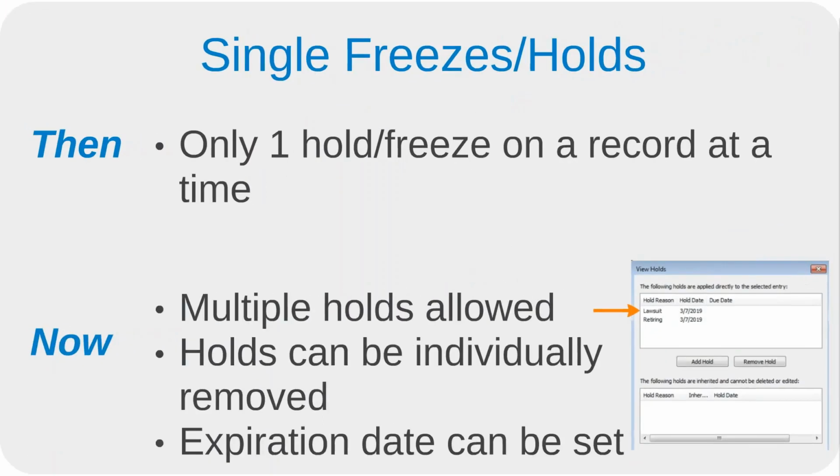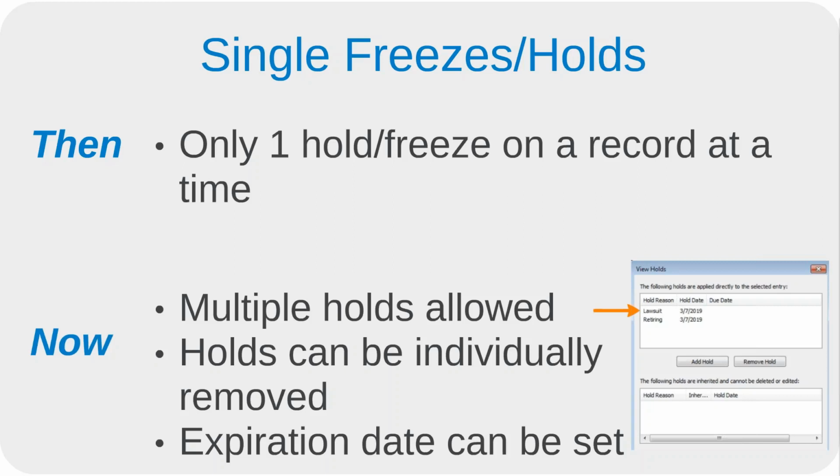All right, the next thing we're going to look at is single freezes and holds, which was one of the other previous issues. A lot of times there might be multiple reasons that a record needs to be paused within its retention times. Previously that was called freezes, now it's called holds. If you have multiple reasons to freeze a document, and then one of those gets removed, there was no real good way to remove only one freeze and leave the others.